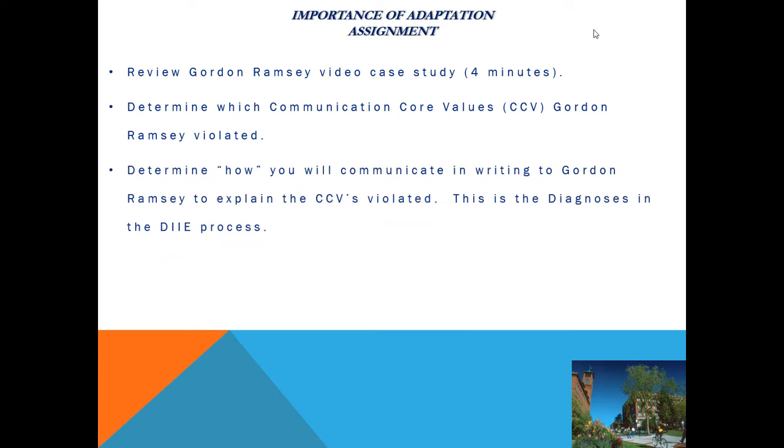Then determine how you will communicate in writing to Gordon Ramsay to explain the communication core values that were violated. Remember, this is the diagnosis in the DIE process. You're only going to complete the diagnosis in the DIE process. Let me say that again. You're only going to complete the diagnosis in the DIE process. You will not intervene, you will not implement, and you will not evaluate.